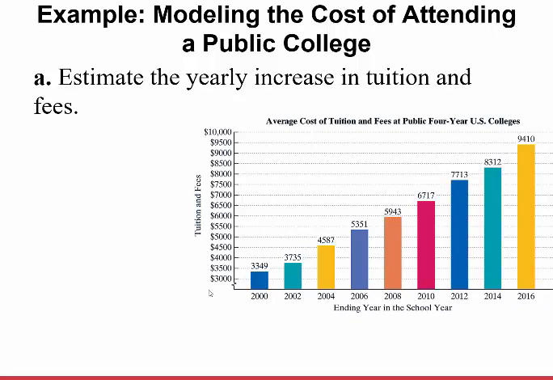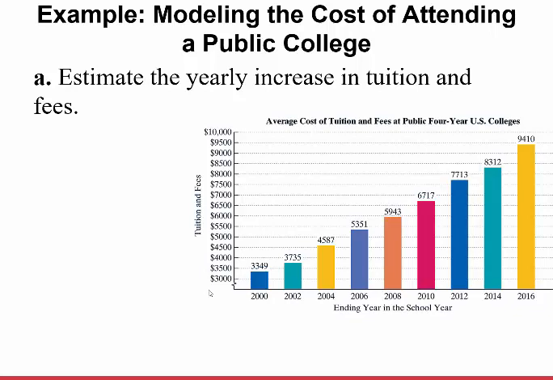All right, let's talk now about modeling. What modeling means is we want to fit a mathematical formula to describe an authentic situation like we have here. This is modeling the cost of attending a public college. I've got this bar chart here, and it says the average cost of tuition and fees at public four-year colleges.